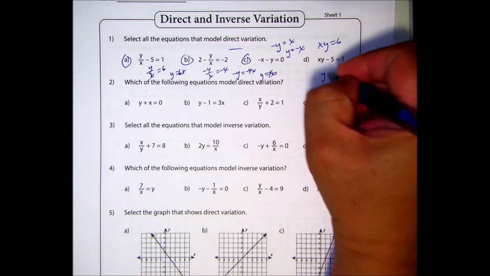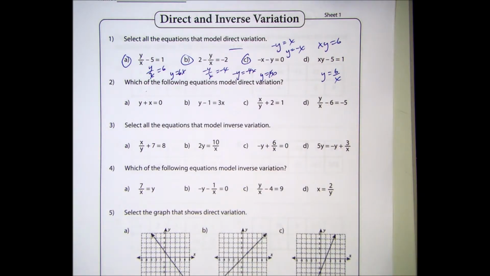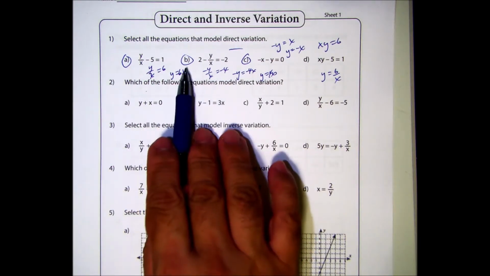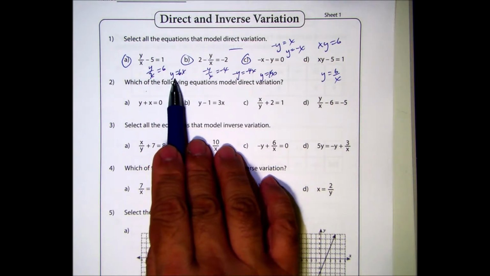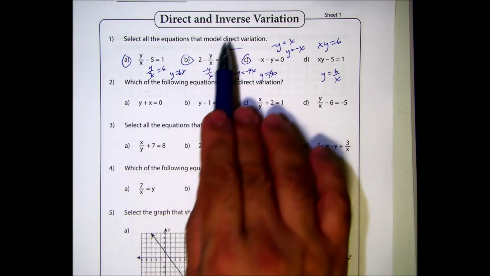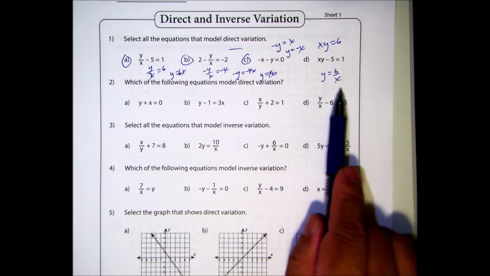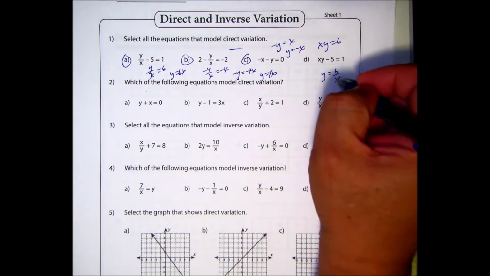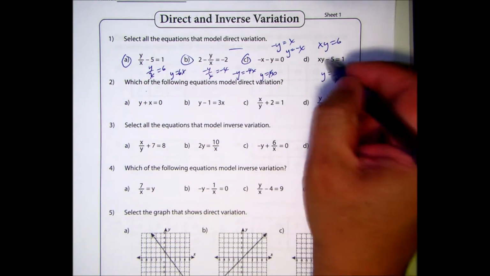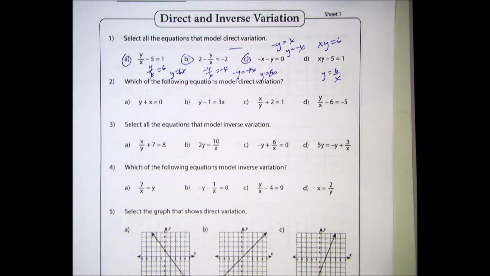So I get y equals 6 over x. This is not a direct variation, that's an inverse variation. So that's no good. So that's how you do these, right? You solve these for y, and when you look at your final equation, does it have the form y equals kx? If it does, then it's a direct variation. If it doesn't, it could be anything weird, not necessarily an inverse variation. If it doesn't have that form y equals kx, then it's not a direct variation. All right, let's look at the graphs.